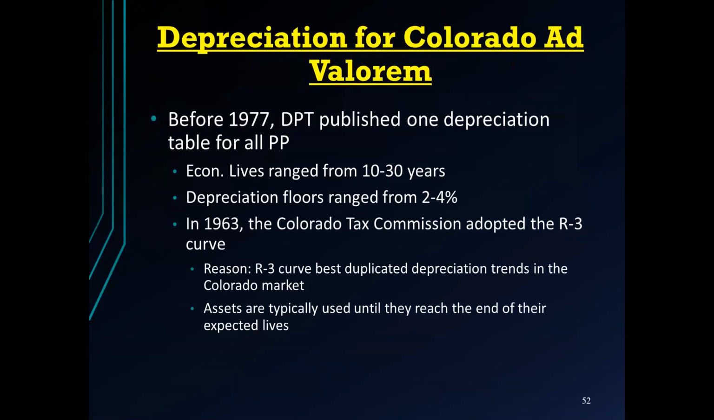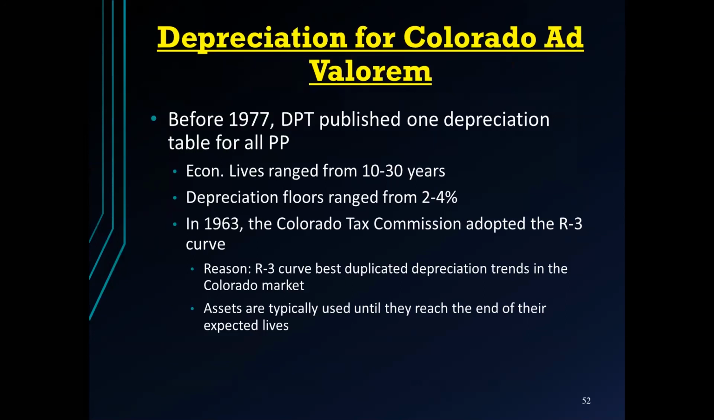And the history here is that it was in 1963 that the Colorado Tax Commission adopted the R3 curve. So we have been using the R3 curve as the basis for our depreciation since 1963. That's a long time. There's a lot of precedence behind using this curve. It's been established, it's been defended for a very long time. And the reason why the R3 curve was chosen back in 1963 was that the belief of the Colorado Tax Commission was that the R3 curve best duplicated the depreciation trends that were being seen in the Colorado market.